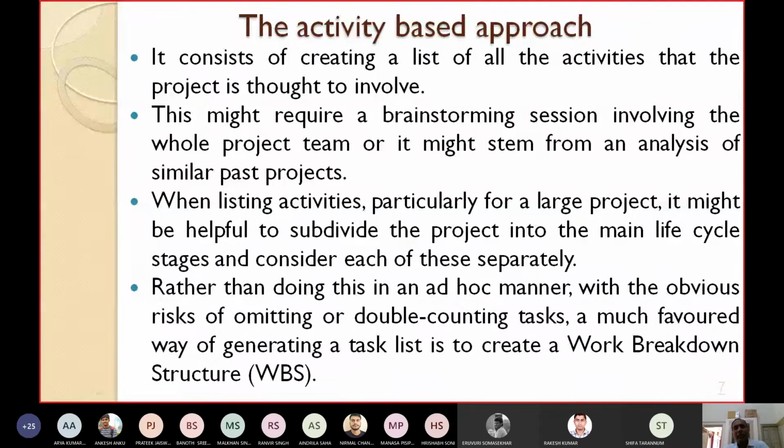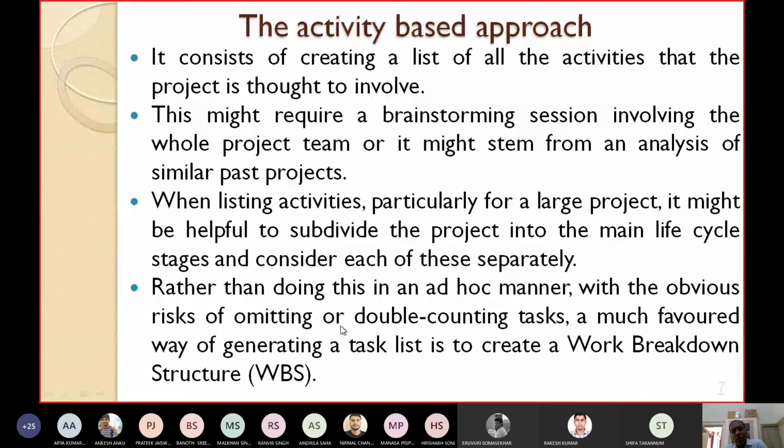If you subdivide the project into the main life cycle stages in an ad hoc, haphazard manner, then what problem will you get? You might omit some of the activities unknowingly, or some of the activities you may write twice. That means double counting of the tasks. This might happen if you subdivide the project into different activities and activities into sub-activities in an ad hoc, haphazard manner.